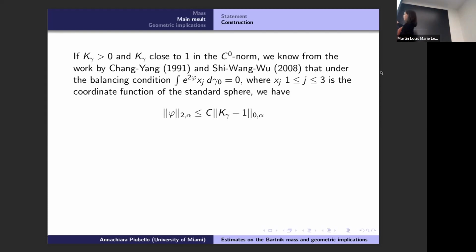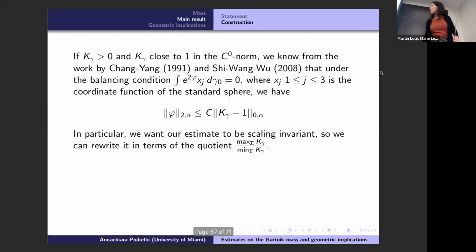And we can make this assumption here because Chang and Yang showed that we can always find a conformal factor that will obey this condition just by taking a diffeomorphism. And since our construction is true for any conformal factor, we can just start with a conformal factor that will obey this. And so this is okay.